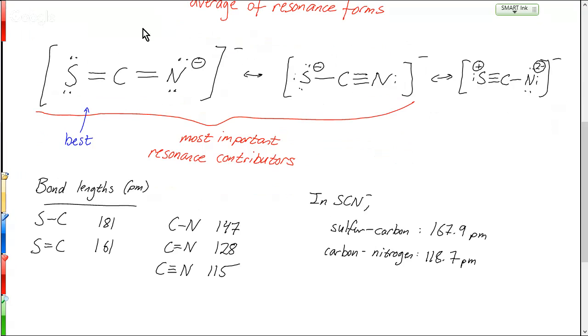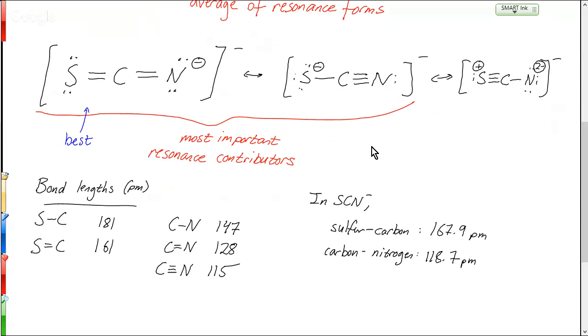So that tells us that in this actual structure, these two forms are being averaged, and we're seeing right kind of in between, maybe a little bit more on the double side than the single side, because 168 is a little closer to 161 than 181. On the other one, the carbon-nitrogen 119 is between a double bond and a triple bond. So we're averaging those two together. So in the real structure, we can say that those two would be averaged together.